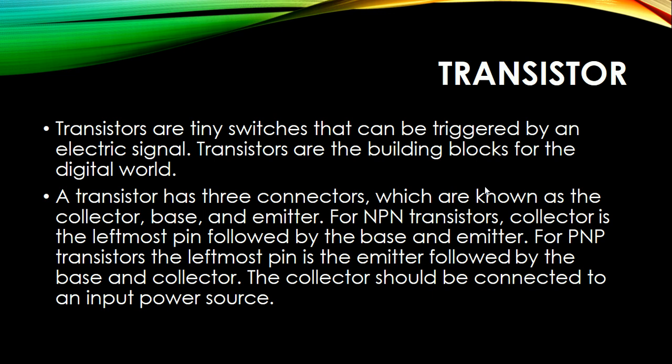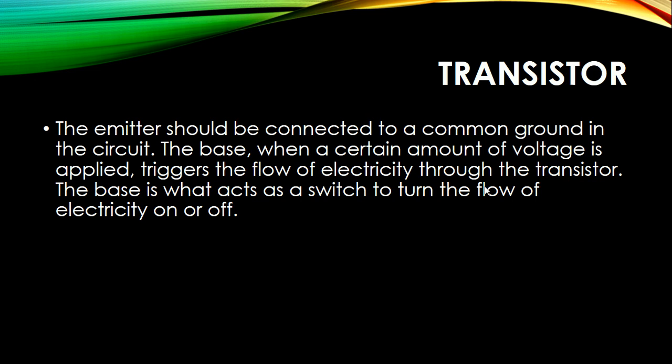A transistor has three connectors, which are known as the collector, base, and emitter. For NPN transistors, the collector is the leftmost pin, followed by the base and emitter. For PNP transistors, the leftmost pin is the emitter, followed by the base and collector. The collector should be connected to an input power source, and the emitter should be connected to a common ground in the circuit.